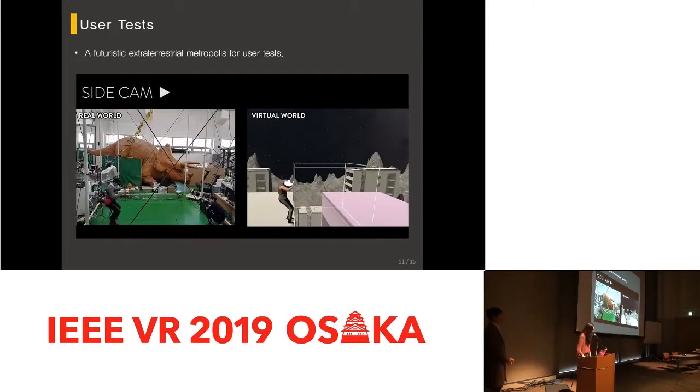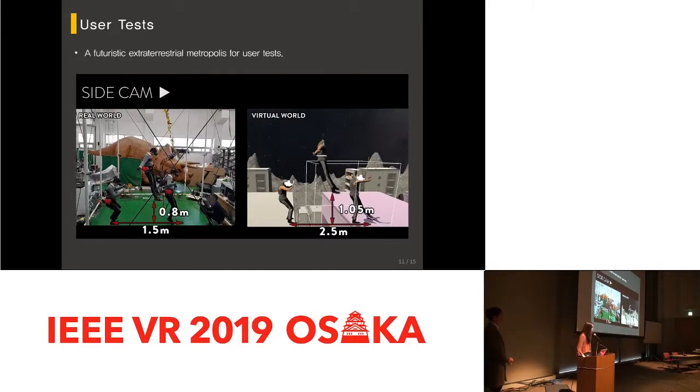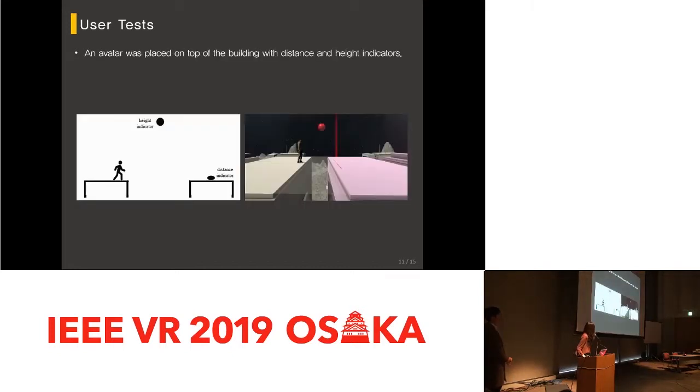As shown here, the tests were done in an extraterrestrial metropolis, and the user's avatar was placed on top of the building with distance and height indicators to guide users' jumps. We conducted 2 user tests based on this application. The first test was done to investigate the sense of presence between different jumps.